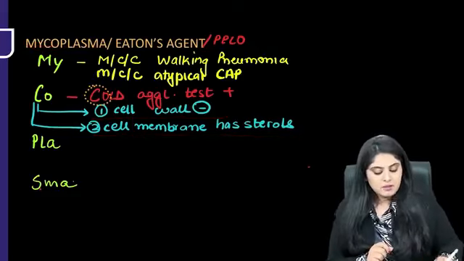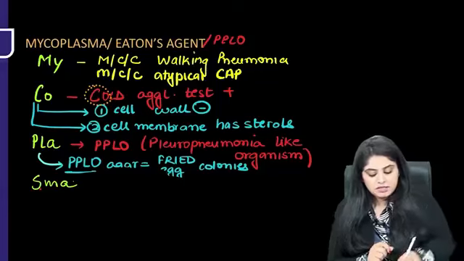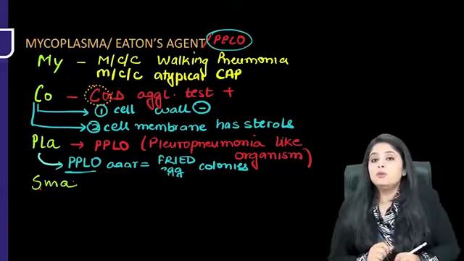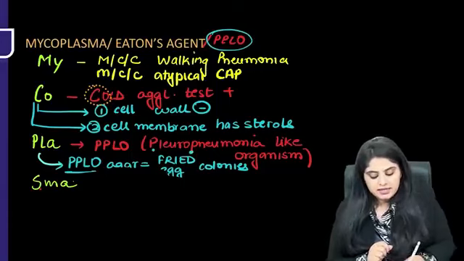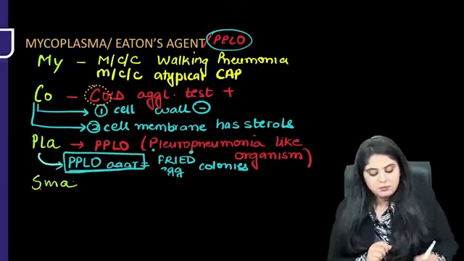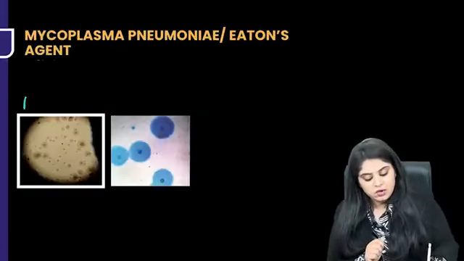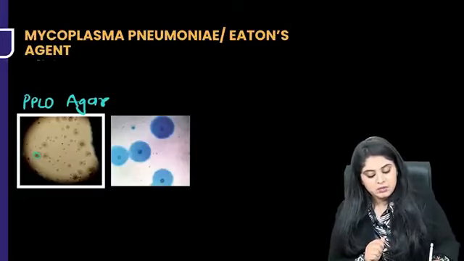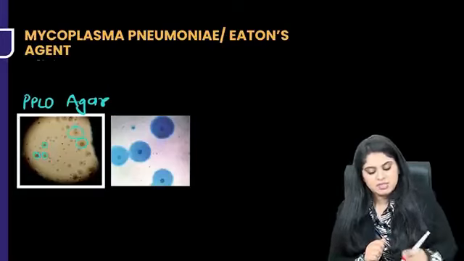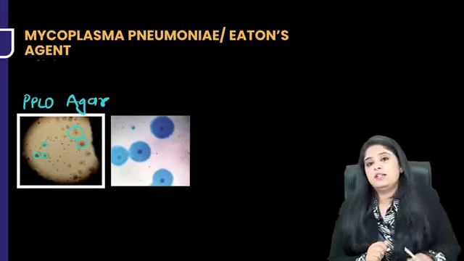What is PLA? PLA will remind you of PPLO. The other name of this organism is PPLO, pleuropneumonia-like organism. And that is why the agar that I'm using is the pleuropneumonia-like agar, on which it shows you fried egg colonies. The PPLO agar is going to show you fried egg. But you know what the problem is? Fried egg, okay, understood. These colonies are very tiny.